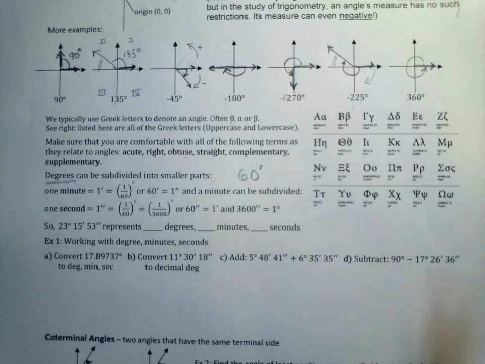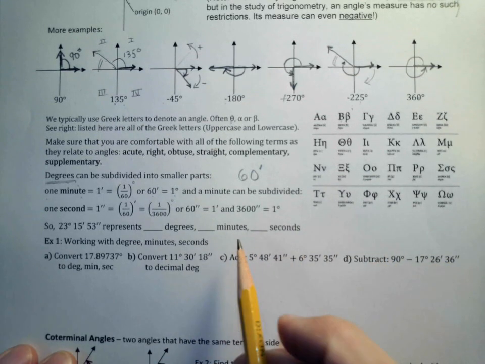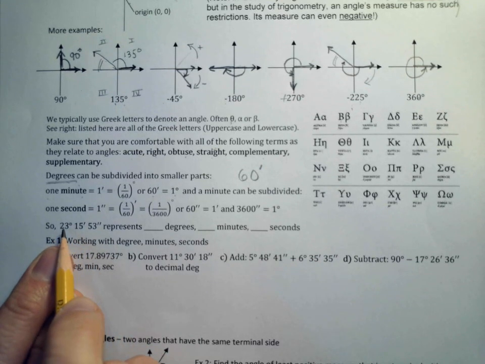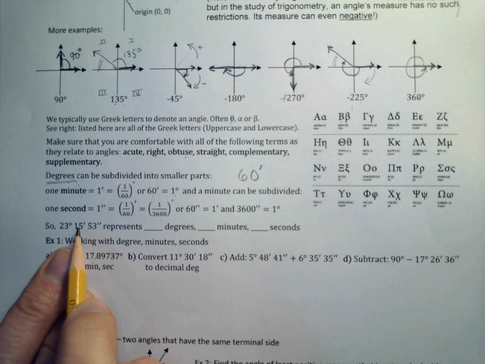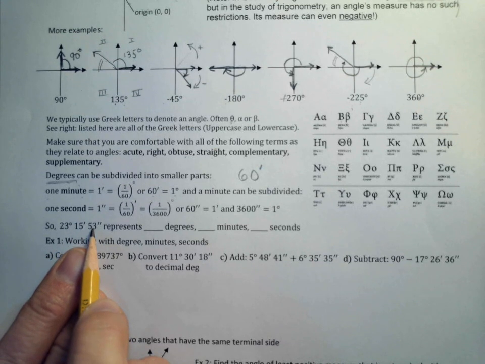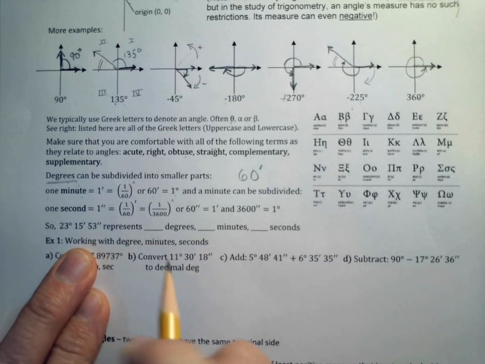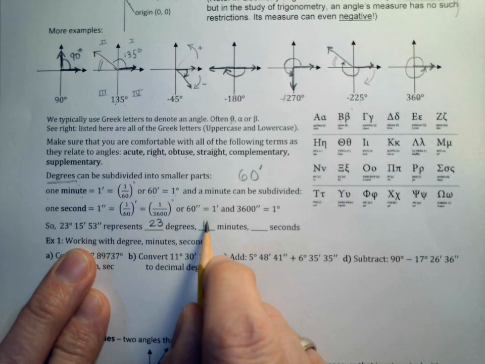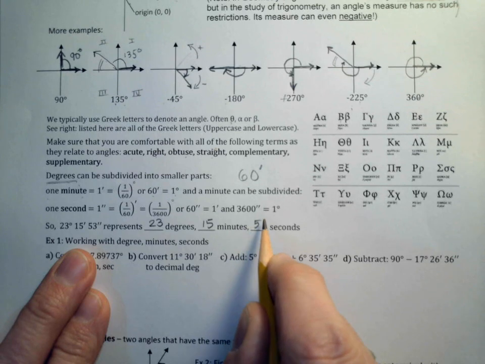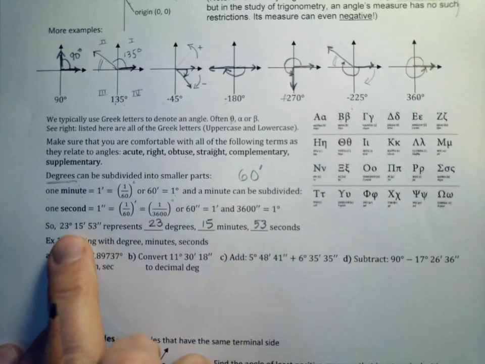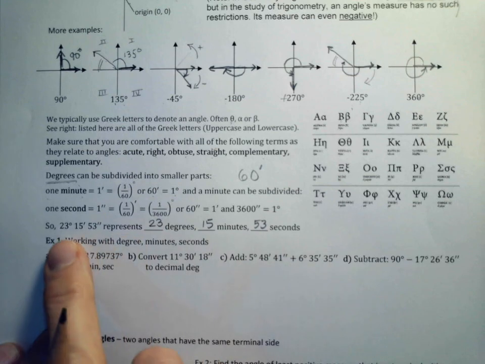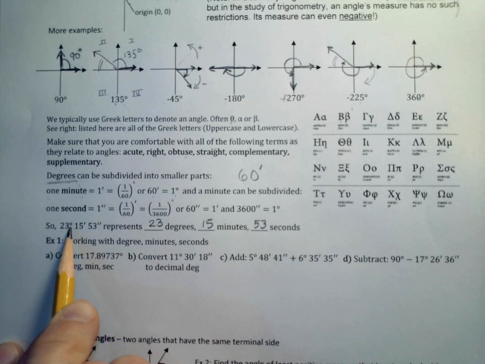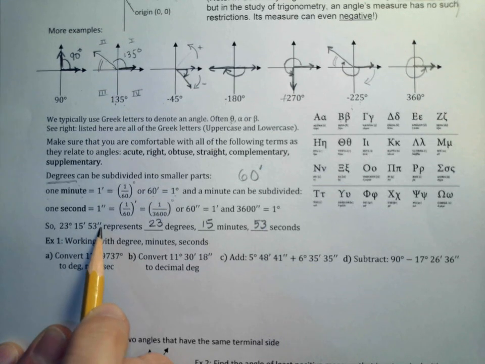Okay? So you should be able to convert those. So for example, if I give you this symbol, 23, that's degrees, 15 minutes, and 53 seconds. So this is just 23 degrees, 15 minutes, 53 seconds. All right, so we don't write out these words, instead we use these symbols. So the degree symbol you're probably used to, but minutes and seconds.